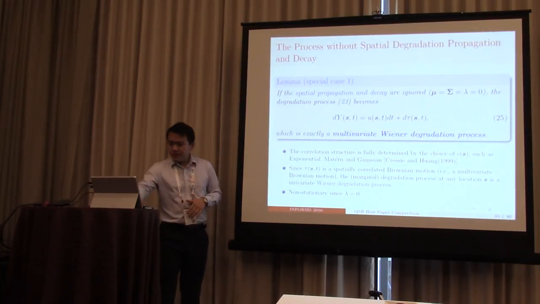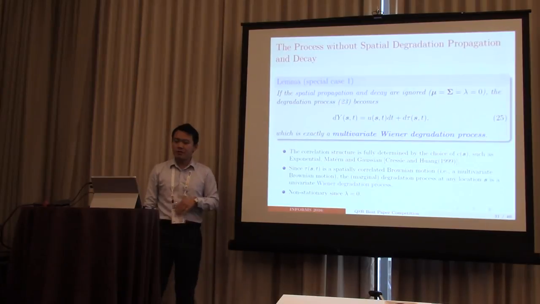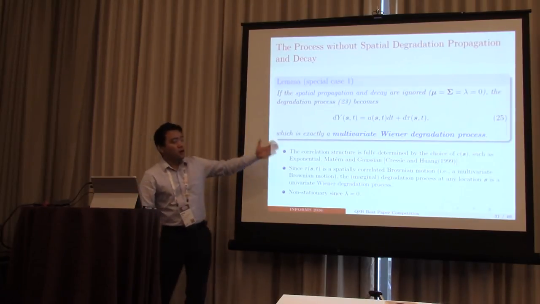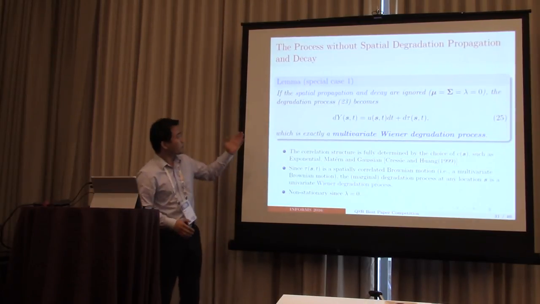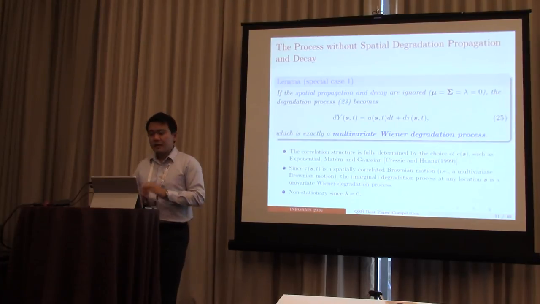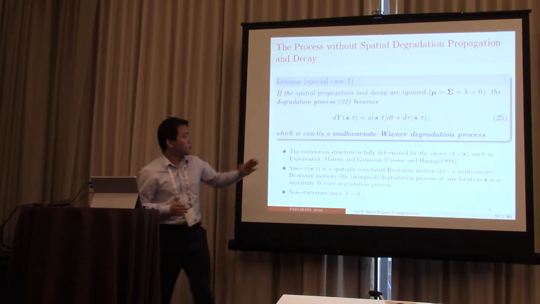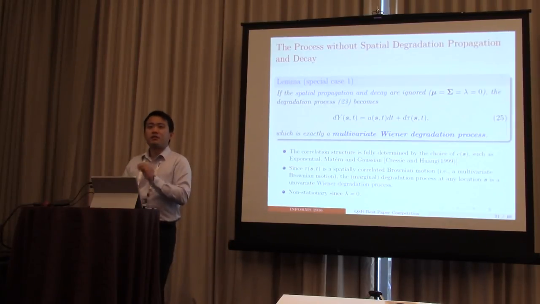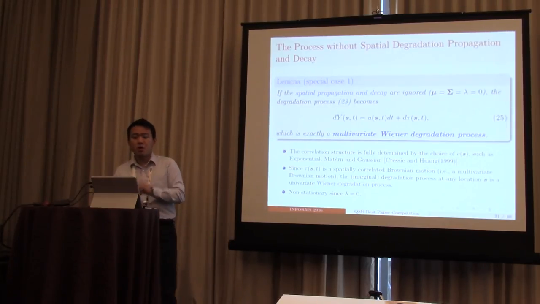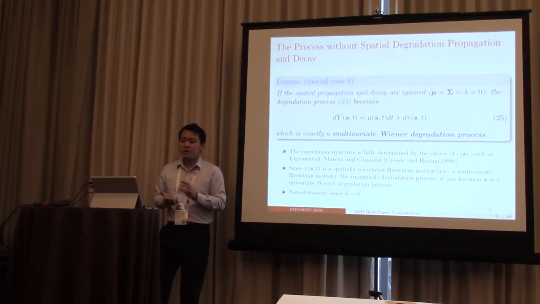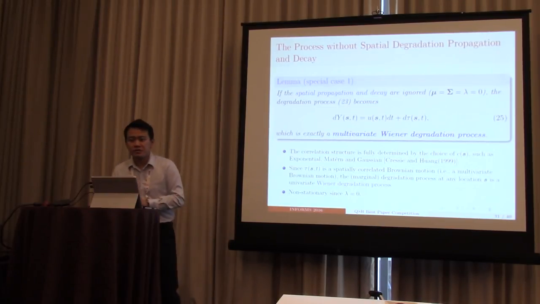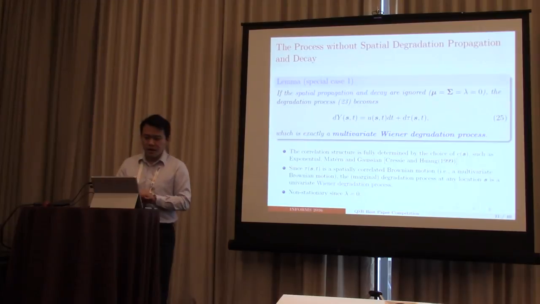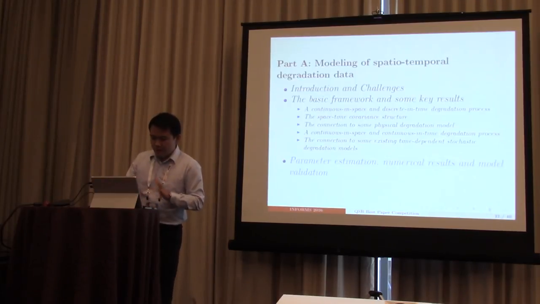Okay, this result leads to two conclusions. One, if the spatial propagation and decay can be ignored, our model becomes a multivariate Wiener process model. That means if you look at the degradation at any location, the marginal degradation process is going to be a Brownian motion process, which has been widely used in the literature and in practice.